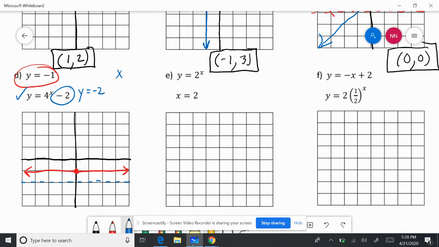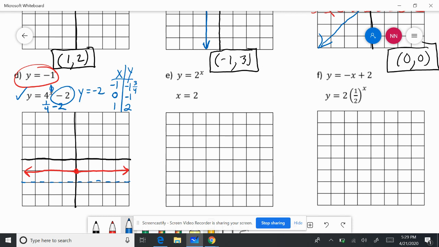I make my XY chart next, and I use the numbers -1, 0, and 1. When I plug in the -1, it flips it, so that becomes 1/4. And I have 1/4 minus 2, which is -1 and 3/4. Then I'm going to plug in my 0. Anything to the 0 is 1. 1 minus 2 is -1. Then I'm going to plug in my 1. Whenever I plug in a 1, it stays the same. So 4 minus 2 is 2.